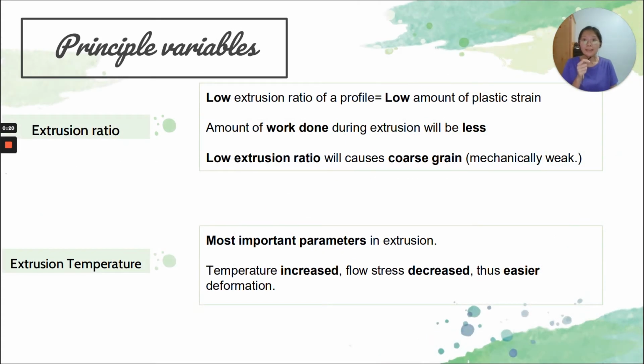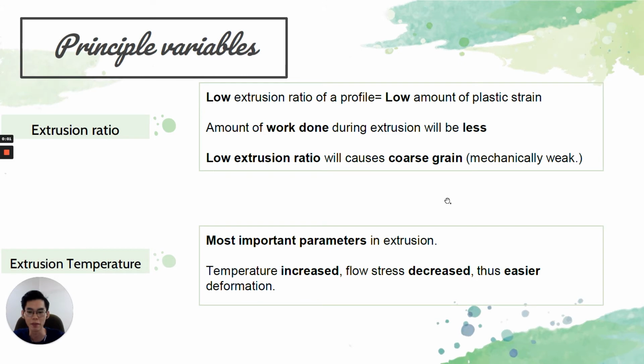First of all, extrusion ratio is the measurement of the magnitude of plastic deformation that is introduced to the billet, whereby it is calculated by the initial cross-sectional area divided by the final cross-sectional area. This determines the amount of work done during extrusion. A low extrusion ratio indicates a low amount of plastic strain, and this shows that the amount of work done during extrusion will be less. In fact, material that is extruded with a low extrusion ratio will result in a coarse grain structure that is mechanically weak.